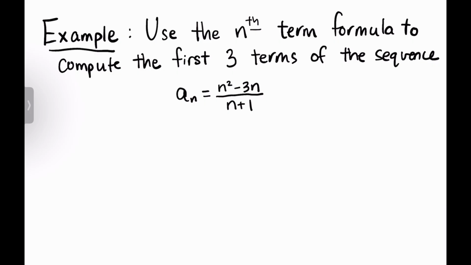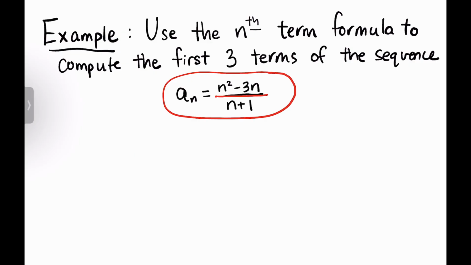So sometimes a sequence is defined using a formula like this one. This means that the nth term of the sequence is given by n squared minus 3n, divided by n plus 1. So what does that mean? Let's just write out the first three terms.